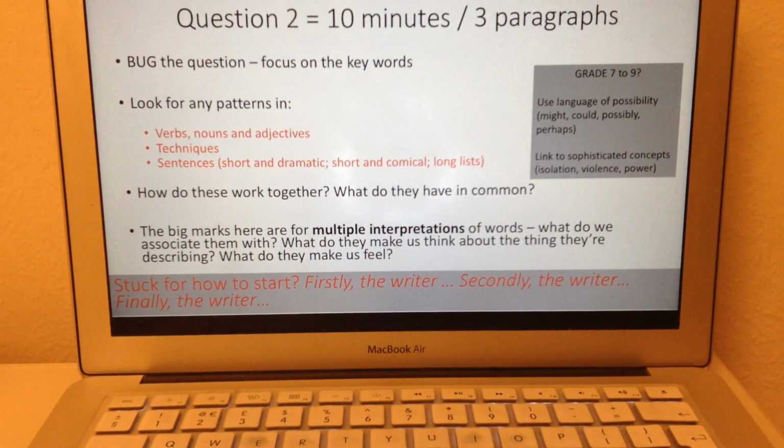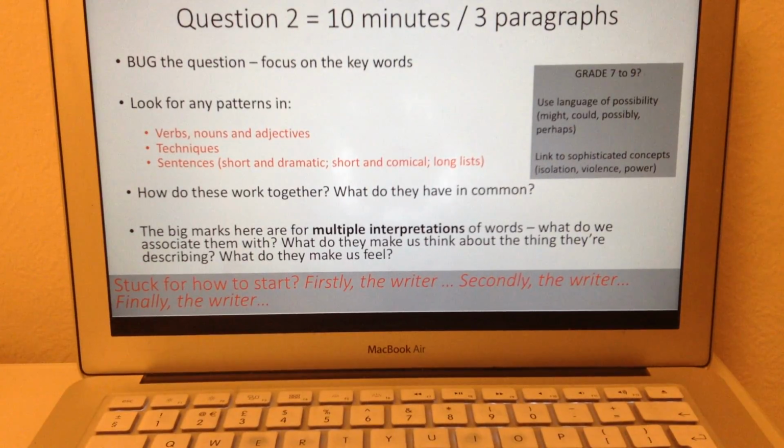And last of all, when you've looked at the action words, objects and things, descriptive words, and all those techniques, try and find a sentence that you can say something about. Might be a short and dramatic, or a short and comical funny one. There might be a list in there, so try and find those. Now the big question for this is, how do these all work together? What are they telling us?